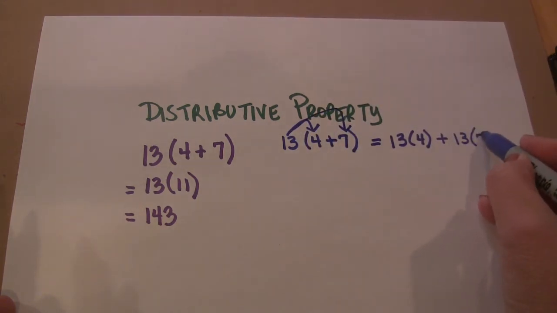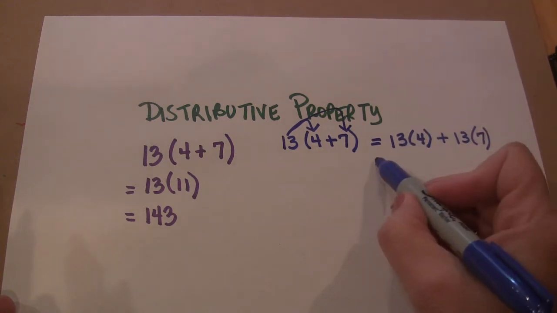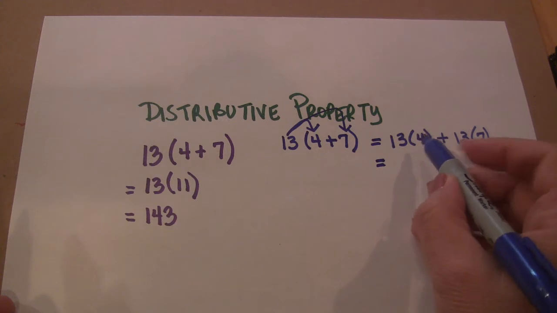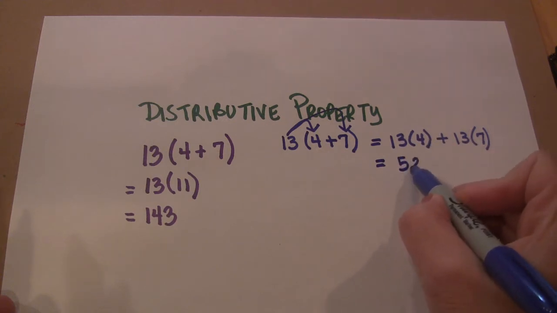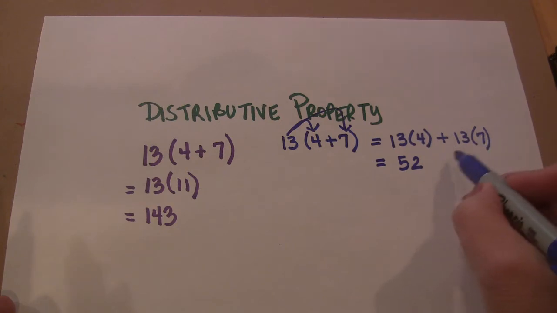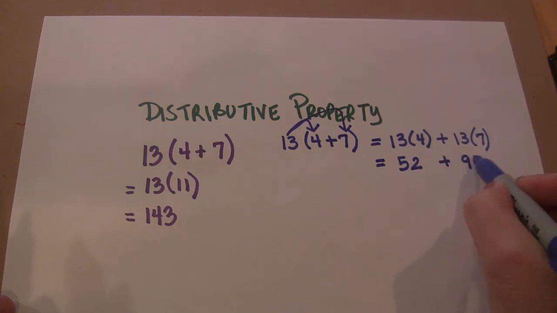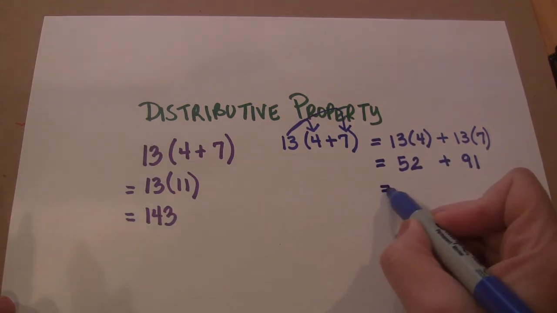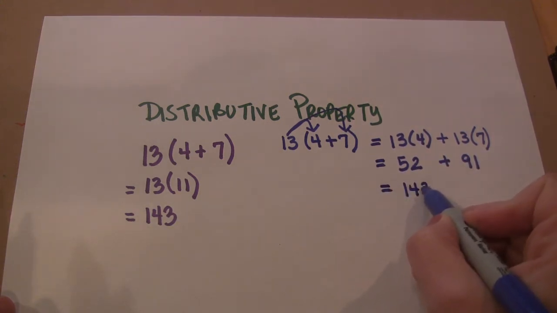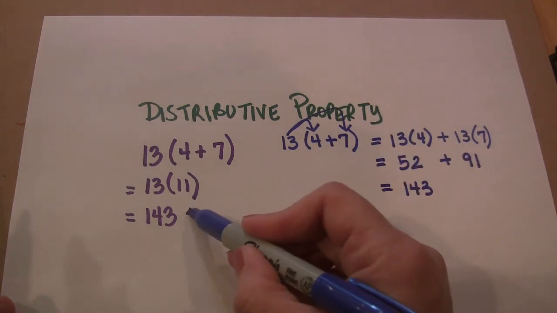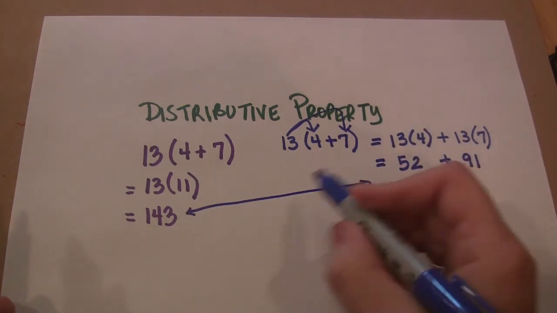13 times 7. When you put that in your calculator, you have 13 times 4, which is 52, and then 13 times 7, which is 91. So now we have 52 plus 91, which, if you put that in your calculator, gives you, again, 143. So you see, you get the exact same answer.